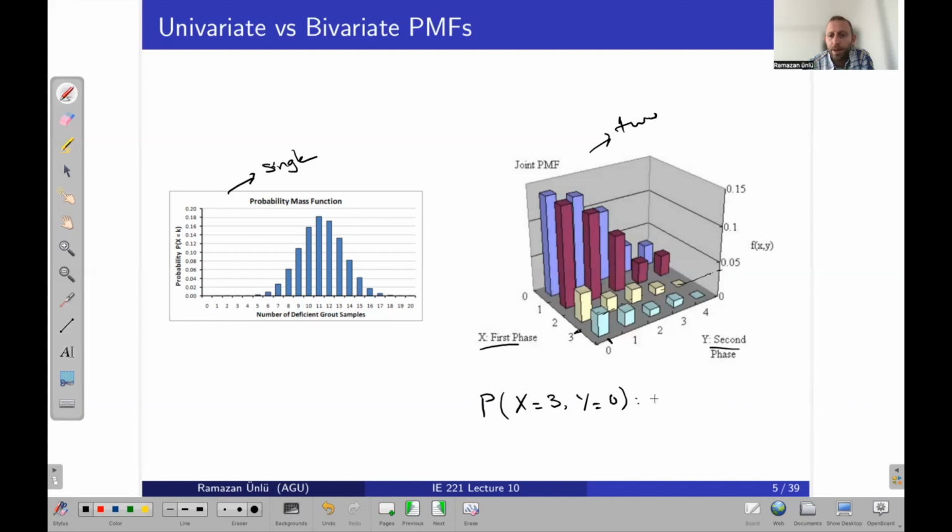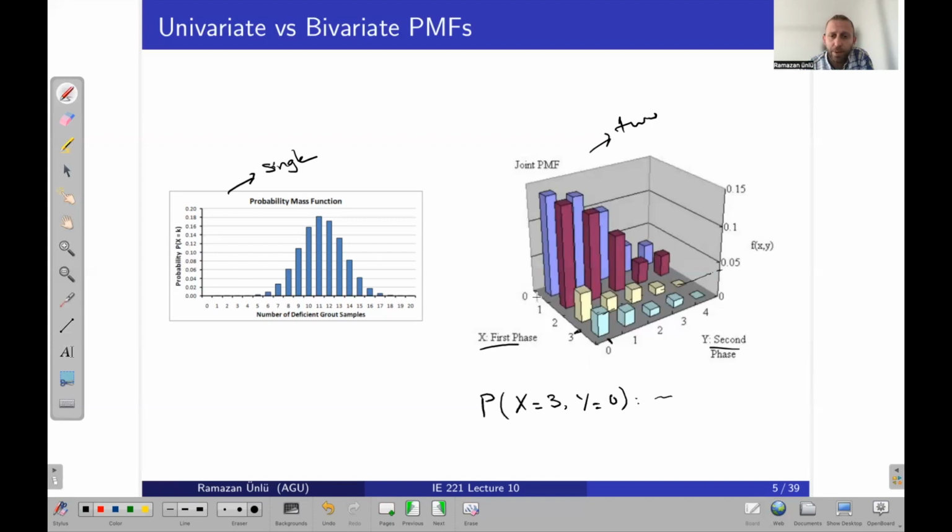Okay, something like that. Some numbers, some probabilities. So simply the main logic is, what is the probability of the intersection of these two random variables? In this example, what is the probability that X will be 3 and Y will be 0? That is called the joint probability mass function. So that is the main logic behind more than one random variable.